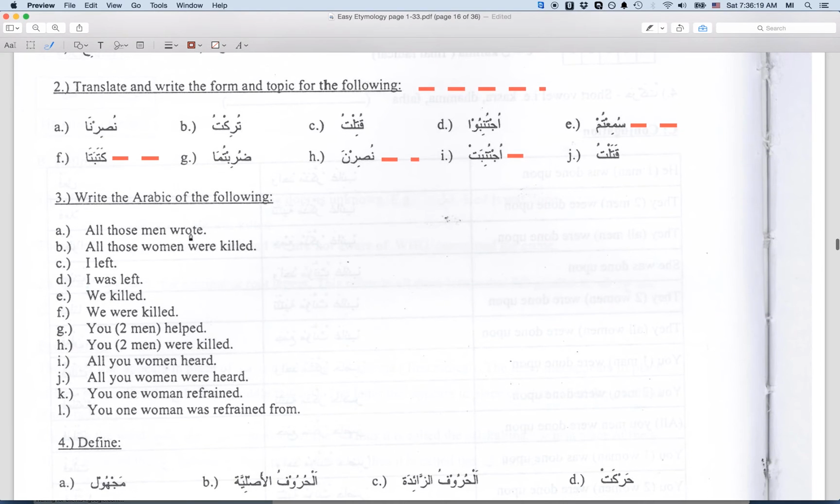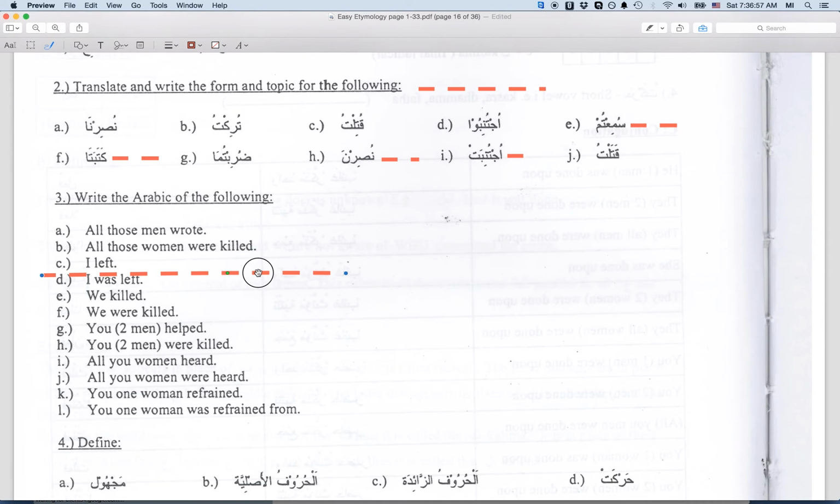Write the following in Arabic, number 3. That's not straight. Okay, let's go like this. All those men wrote. كتبوا, again كتب, كتبوا. All those women were killed. This is مجهول. قتلنا, I'm sorry. قتلت, قتل, قتلا, قتلوا, قتلت, قتلتا, قتلنا.